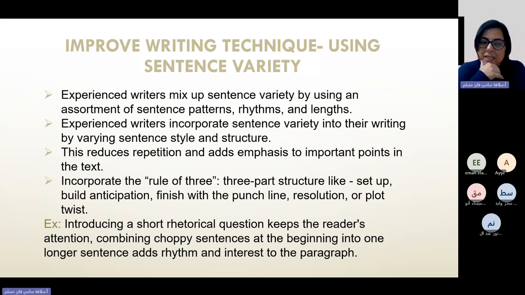Combining choppy sentences at the beginning into longer sentences. Longer sentences don't mean run-on sentences. Do you remember what run-on sentences are? Who remembers? What is a run-on? I think it's the sentences with a dangling modifier.